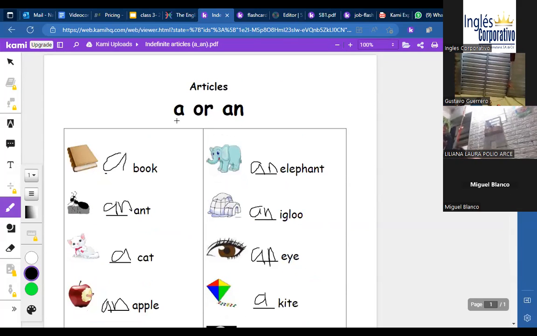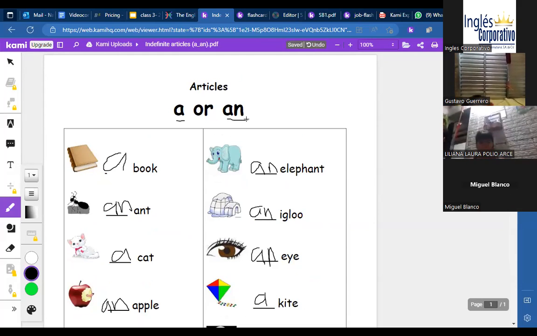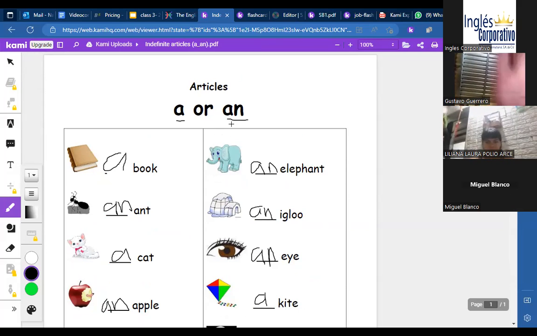Okay, when to use a or when to use an? Can somebody help him? ¿Alguien me podría ayudar a explicarle a nuestro compañero? A, an.